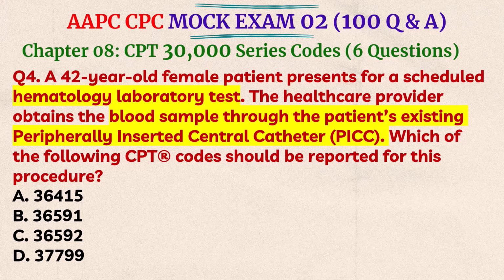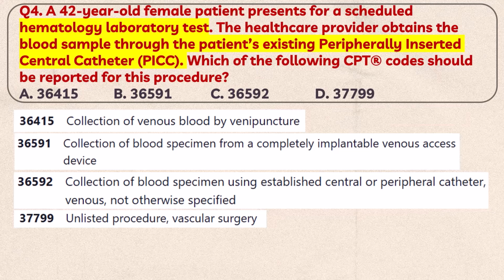Here you have to highlight that this is a hematology laboratory test, with a blood sample through the patient's existing peripherally inserted central venous catheter. When you look at the answers, all answers are almost adjacent codes, so you can use the elimination method in the exam. 36415 is collection of venous blood by venipuncture, but that is not the case here. 36591 is collection of blood specimen from a completely implantable venous access device, so that's also not the case here.